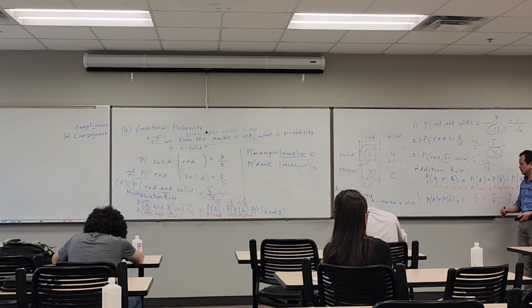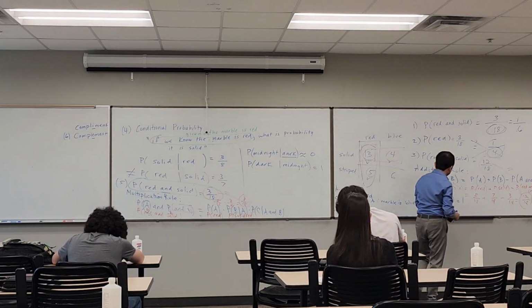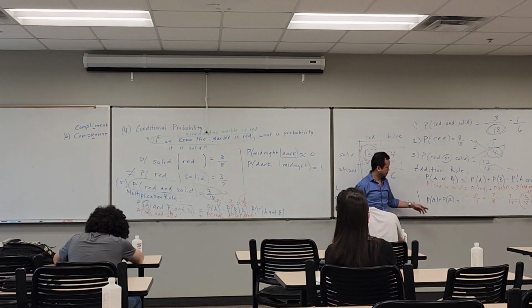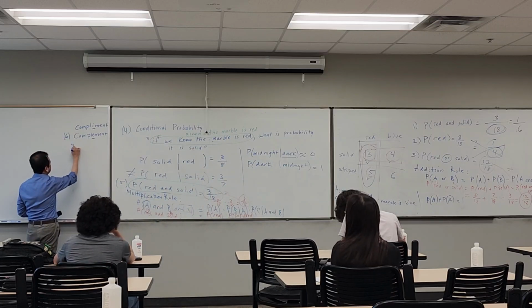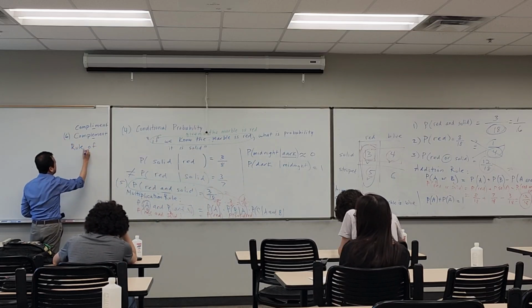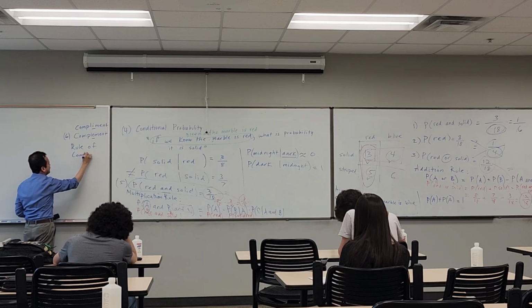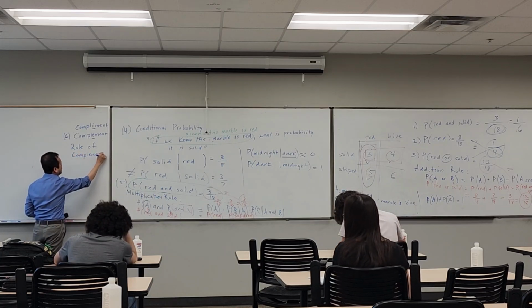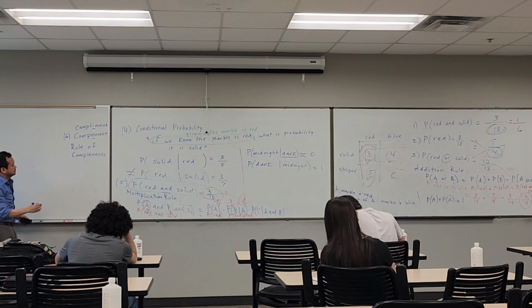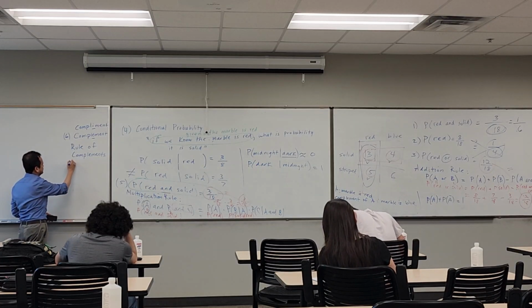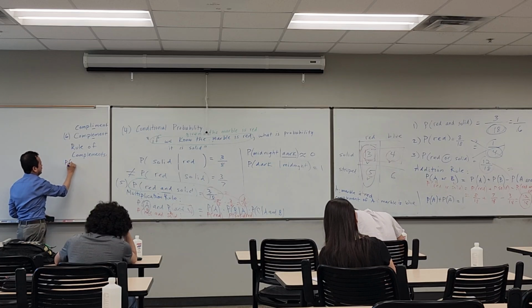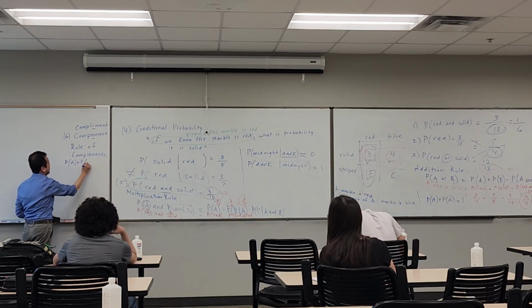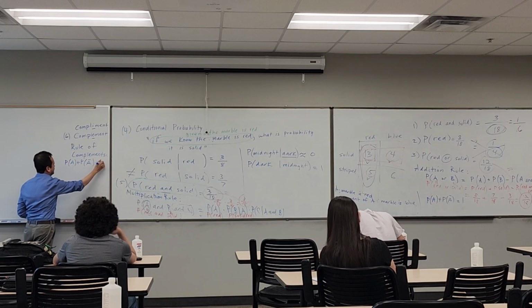Any questions? So this is what we call the rule of complements. The probability of an event plus the probability of its complement has to add up to 1. So this is the rule of complements: the probability of an event plus the probability of its complement has to add up to 1.